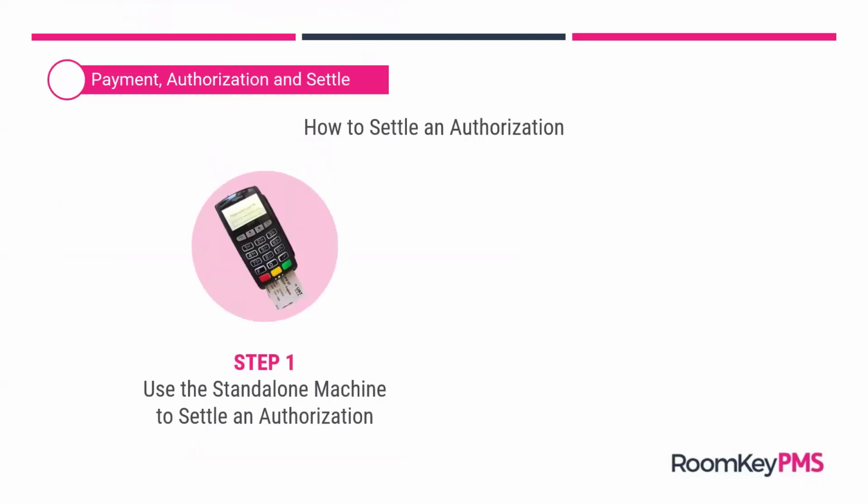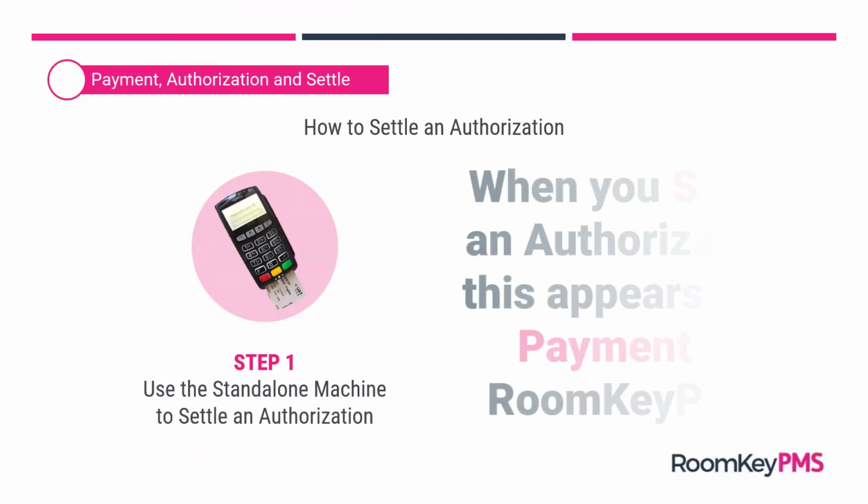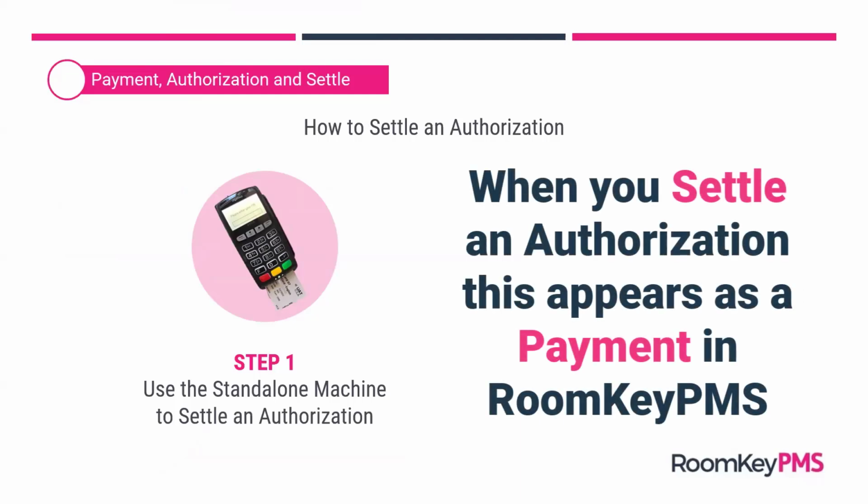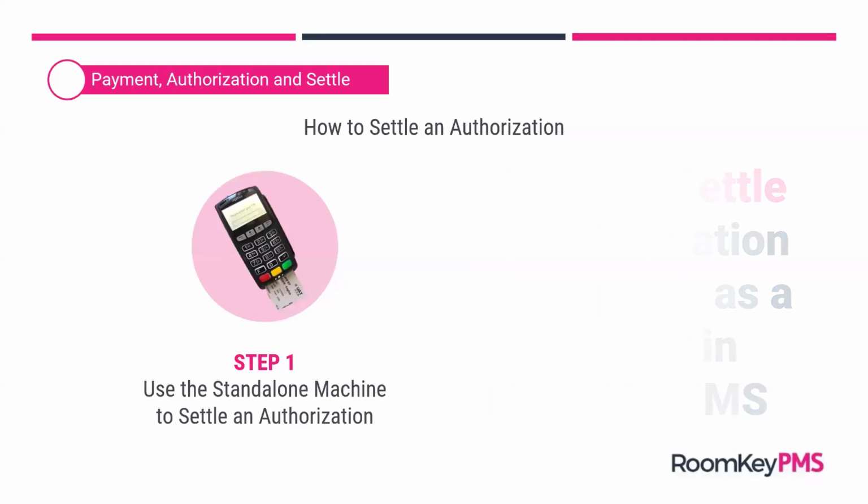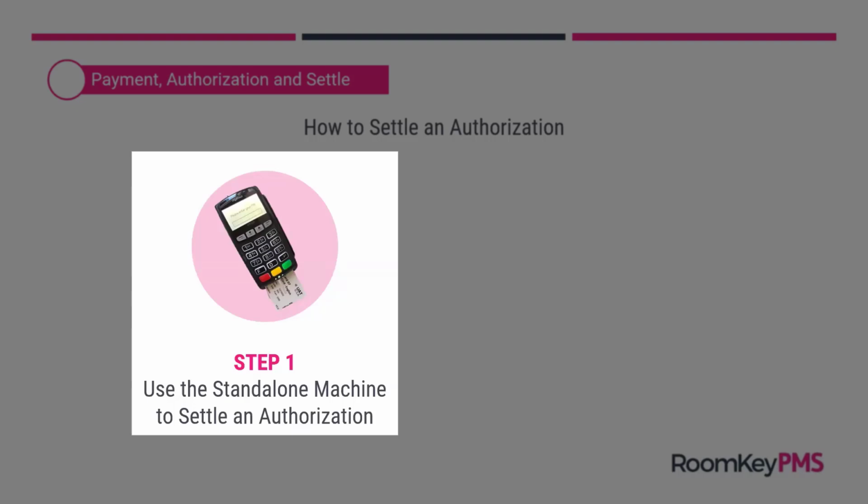So the next thing that we're going to look at is how to settle an authorization. Just a quick reminder, when you settle an authorization, that is effectively turning an authorization into a payment. So again, because this has to do with an authorization, when you are working with a manual credit card processor or the standalone credit card machine, you'll want to use the machine to settle the authorization directly.